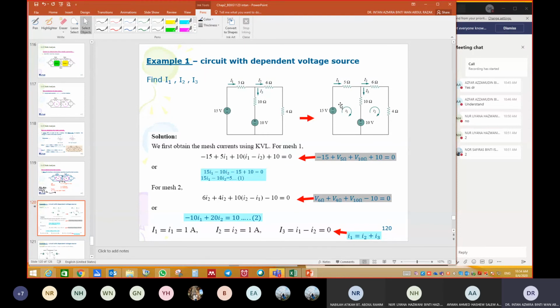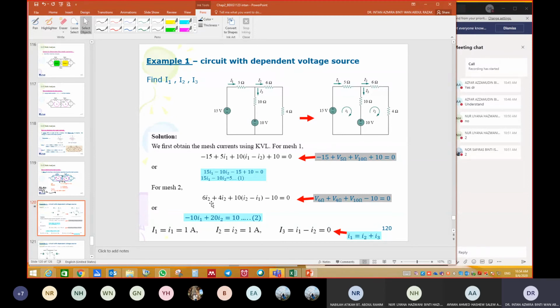And then you count the voltage source. We have minus 15 and then positive 10. Minus 15 and positive 10 and then equal to 0. And then you write this final equation of loop 1. Okay, same goes for loop 2. This is the original step.